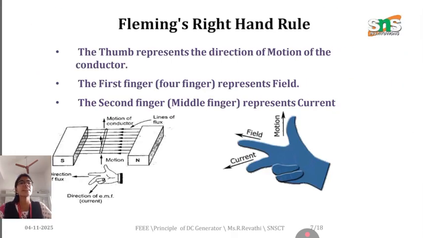Fleming's right hand rule states that the thumb represents the direction of motion, the forefinger represents the magnetic field, and the second finger, that is the middle finger, represents the direction of current. The north and south poles are placed on either side of the conductor. The flux lines pass from north to south poles. The motion is in the direction of the thumb, the field in the direction of the forefinger, and the current in the direction of the middle finger.